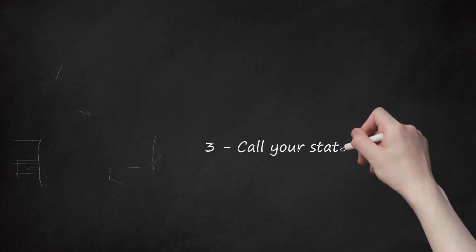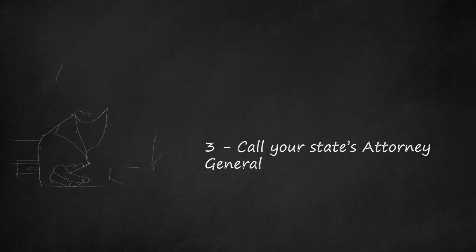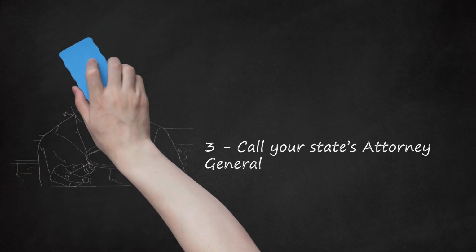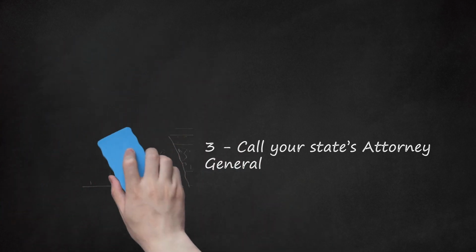3. Call your state's Attorney General. Each state has an Attorney General who will investigate suspected fraud. Although the Attorney General will not represent you in a lawsuit, they have the power to bring a lawsuit on behalf of the citizens of your state. There may be an online complaint form you can use. Check on the Attorney General's website. You can find your Attorney General by visiting the National Association of Attorneys General's website here.